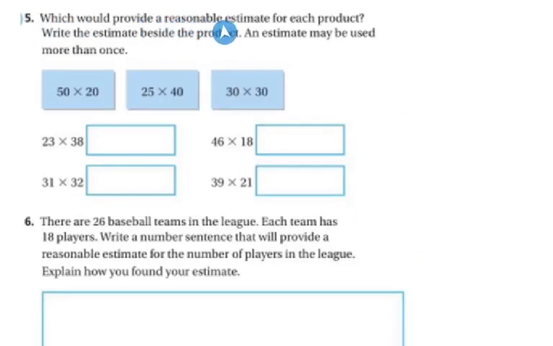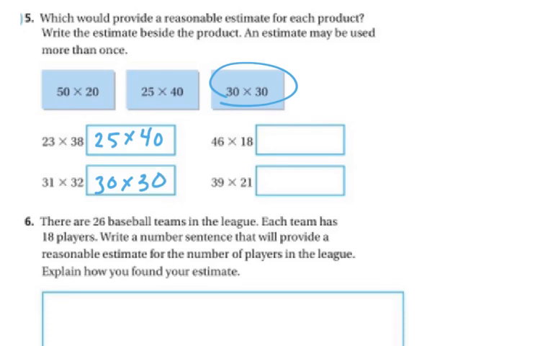Which would provide a reasonable estimate for each product? Write the estimate beside the product. An estimate may be used more than once. So if we've got 23 times 38, 25 times 40, that's really close. So I'm going to say that one should go here. 25 times 40. And then we've got 31 times 32. That definitely looks like 30 times 30.